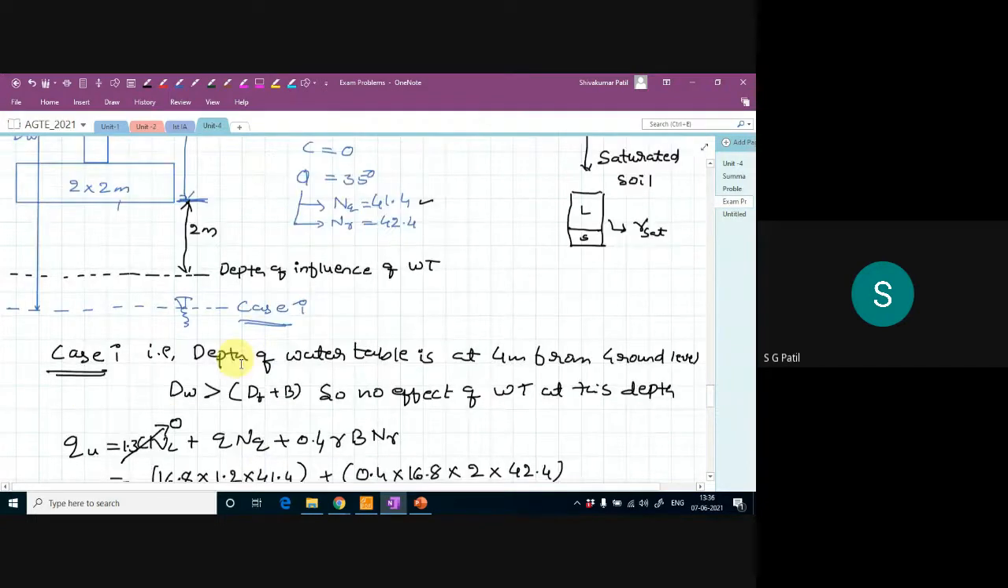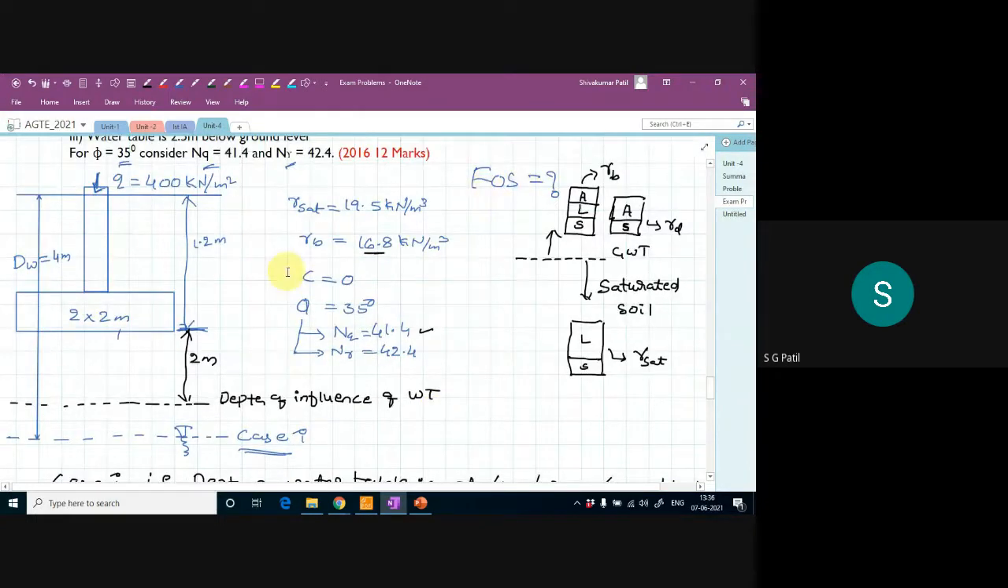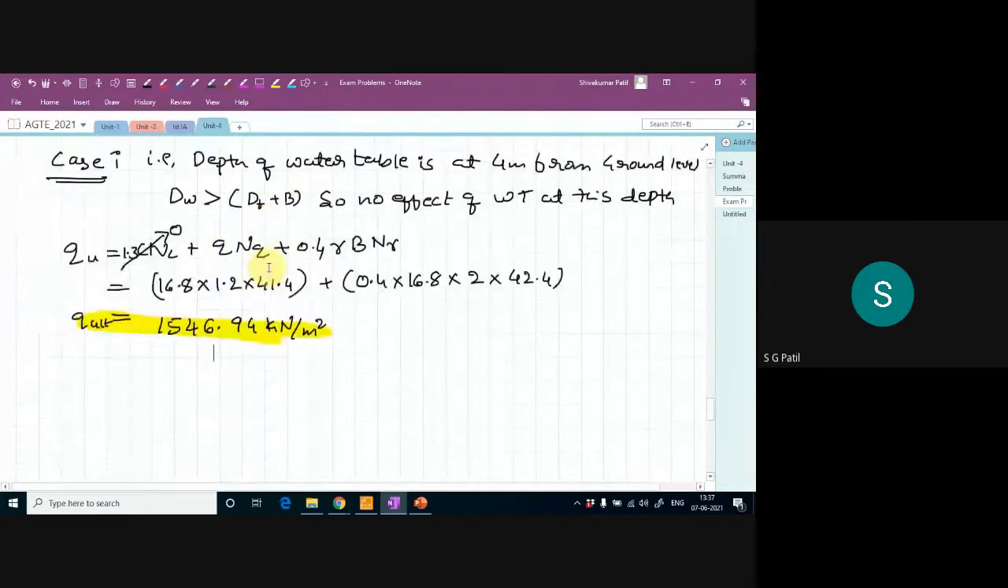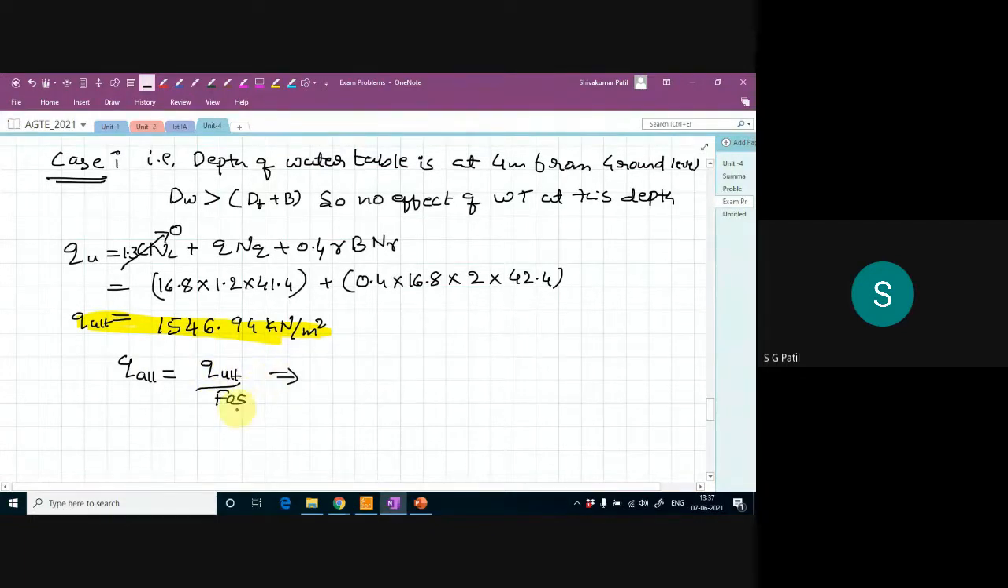They are asking for the factor of safety. So what is the factor of safety? You have to calculate Q allowable. This Q allowable is nothing but your Q ultimate divided by factor of safety. They are asking you to calculate the factor of safety, so factor of safety is equal to Q ultimate divided by Q allowable.